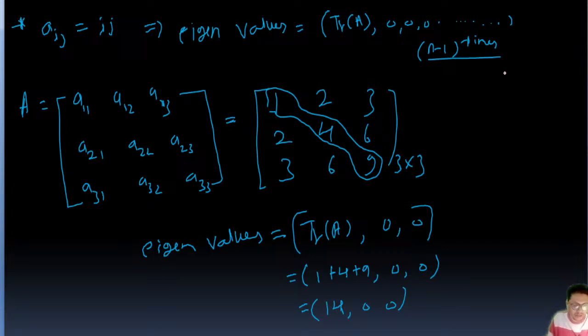This was asked in a CSIR NET question. The eigenvalues are trace A, 0, 0, and so on, where 0 occurs n minus 1 times. That is called degeneracy. The degeneracy of 0 for an n cross n matrix is n minus 1. So the eigenvalues of this are 14, 0, 0. Well guys, I hope you understood it. Next point.